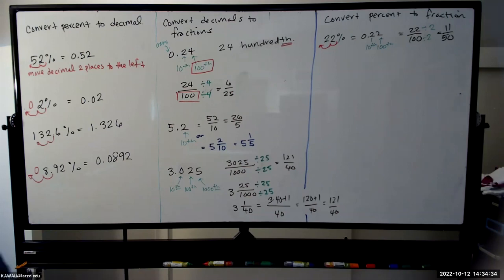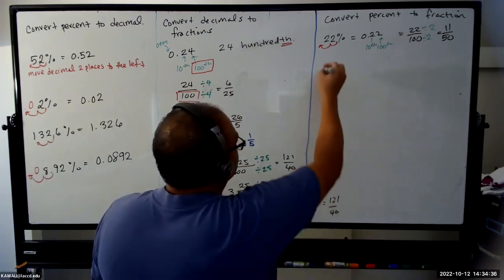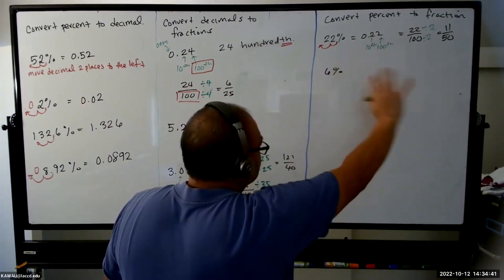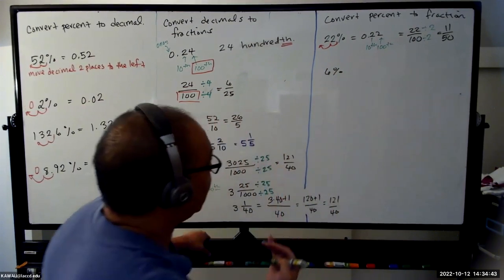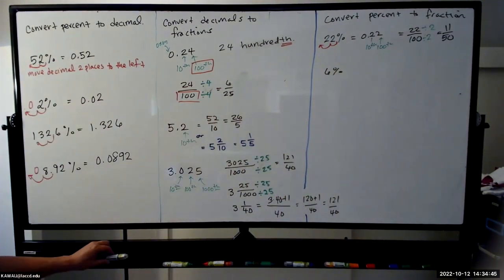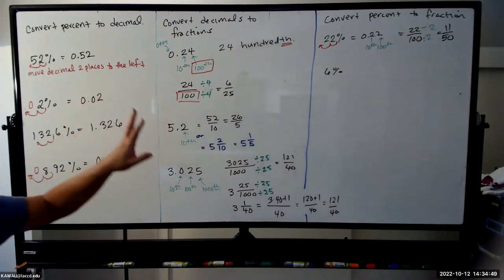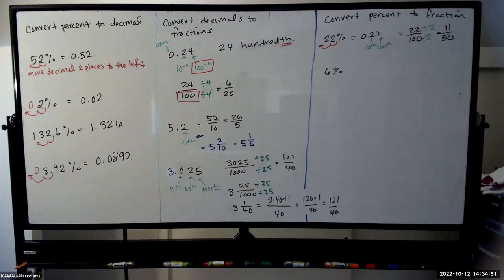Okay. So let me give you one. Let's give you 6%. And go ahead, use this technique. Just shift it and turn it into a decimal by shifting 2 places, and then find what place it is and convert that into a fraction.